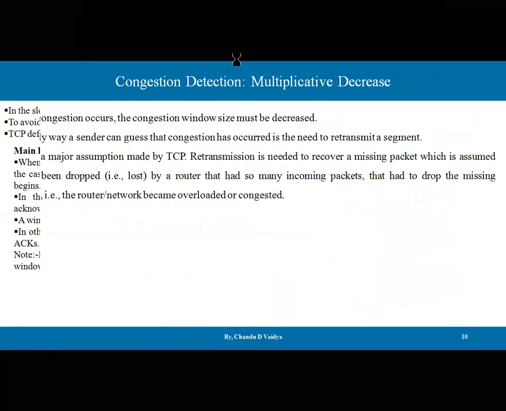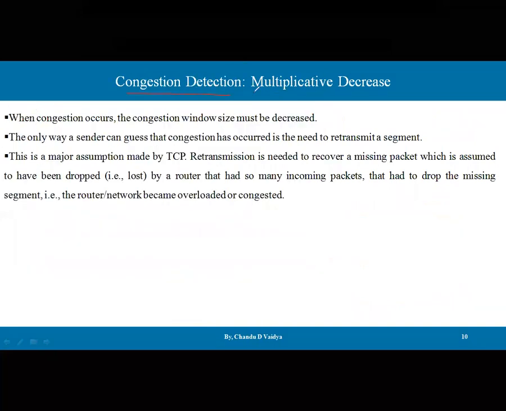There is a third policy, congestion detection, which is also called multiplicative decrease. When congestion occurs, the congestion window size must be decreased. If congestion occurs, it is better to decrease the congestion window size so that the traffic on the network is very low. But the only way a sender can guess that congestion has occurred is the need to retransmit a segment. This is decided automatically by TCP, that is retransmission. This is the major assumption made by TCP.